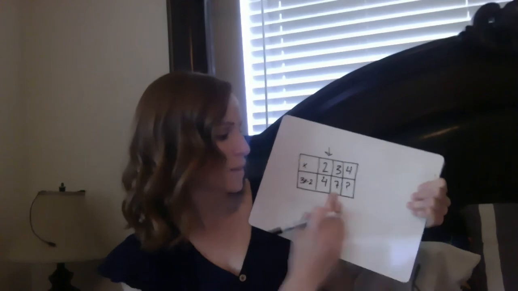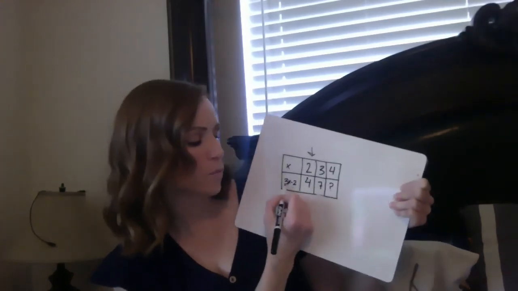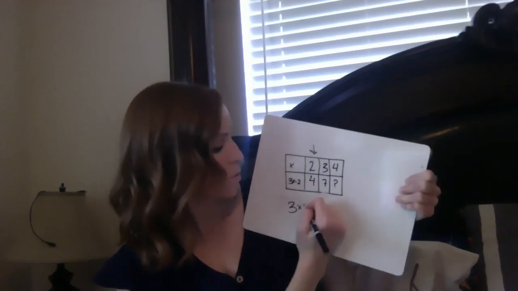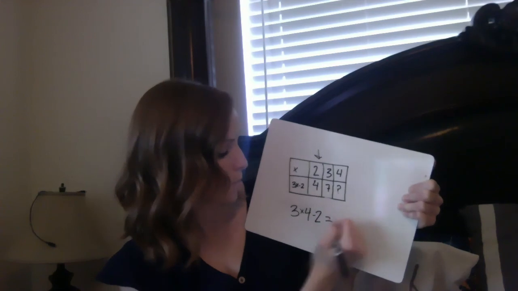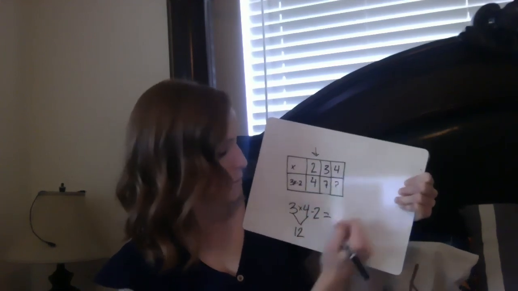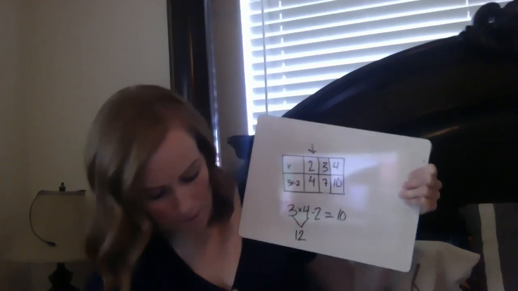So in order to find this function, we need to say 3x. Remember, when a variable is right next to a number, that means multiplication. 3 times 4 minus 2. 3 times 4 is what? 12. 12 minus 2 is 10. Therefore, our answer is 10.